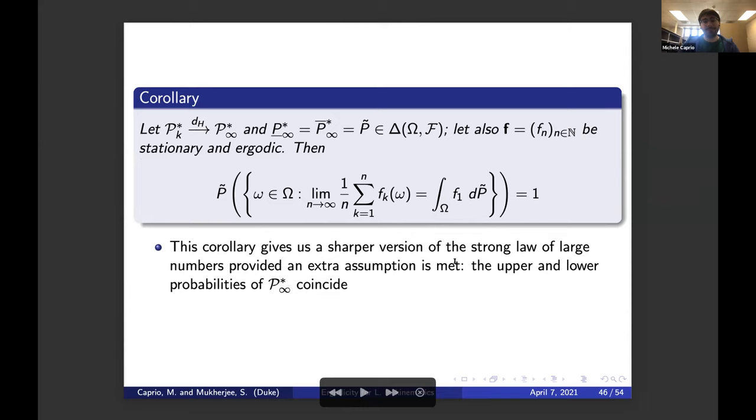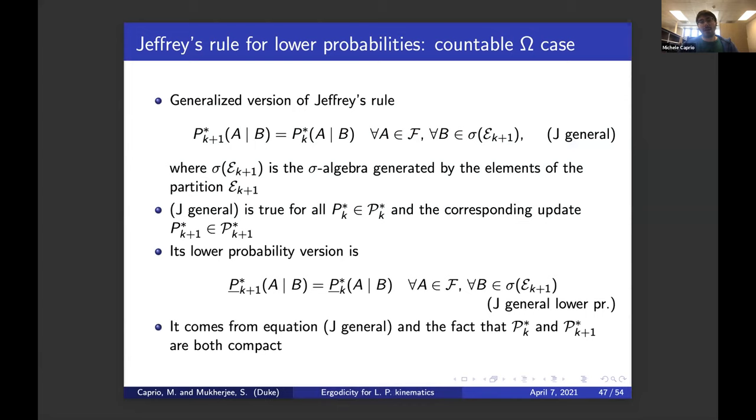Now, all right, if there are no questions about anything so far, I have one last thing I want to talk about. As you have noticed, I refined a lot of results that I gave in this talk by asking that the lower and upper probability associated with the limit set coincide. But when does this happen? Can we give a necessary and sufficient condition for it to happen? And the answer is yes. But to do that, I need to introduce Jeffrey's rule for lower probabilities and also a theorem of independent interest that will give us immediately the necessary and sufficient condition.